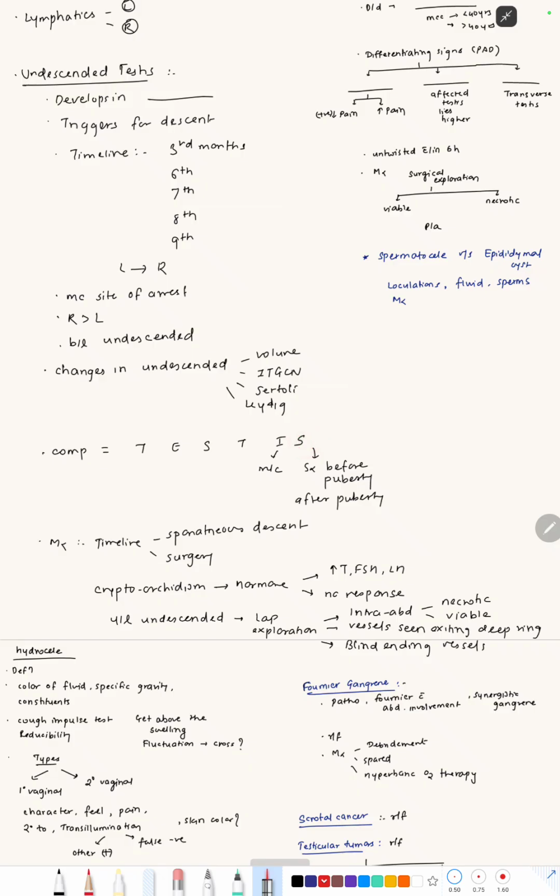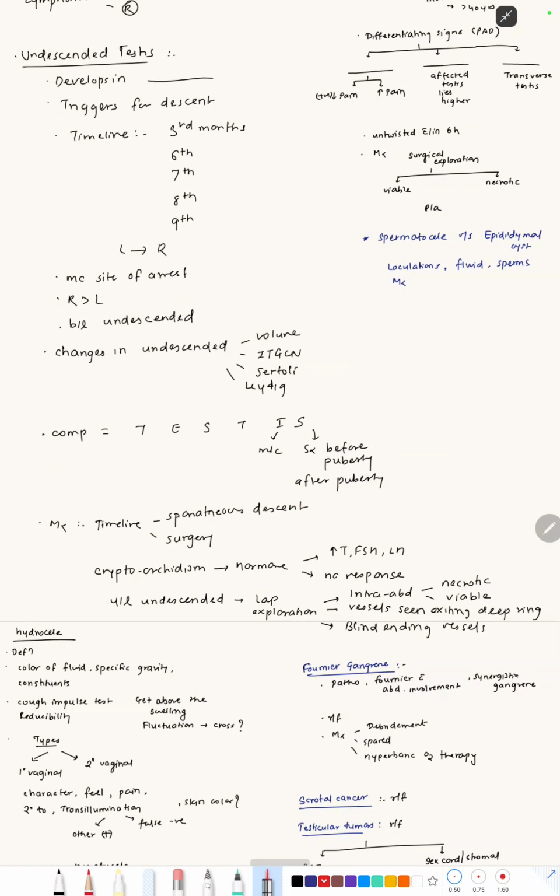Seminoma is the most common malignancy for which the surgery is to be carried out. If the orchidopexy is carried out before puberty, then the chances of seminoma are twice to thrice that of the population, and if it is after puberty, then up to 5 to 6 times the normal population. Management: so the timeline of the management is important.